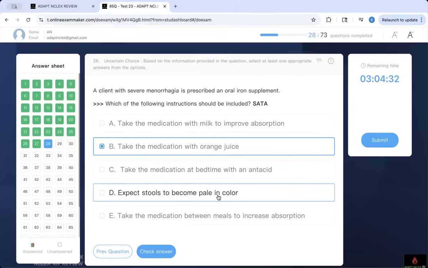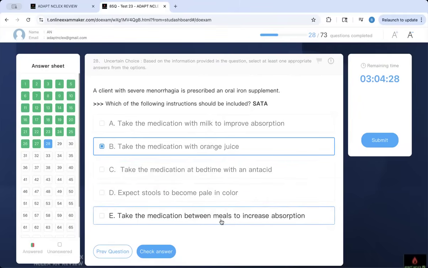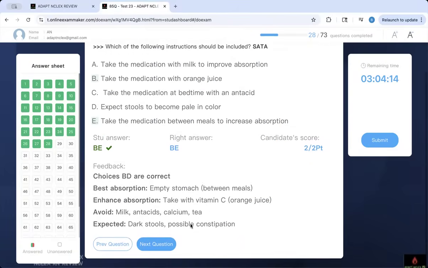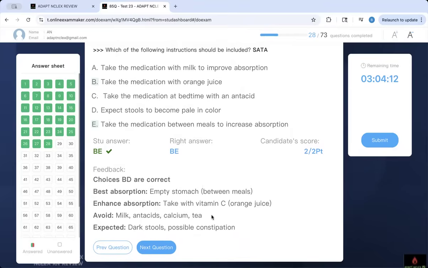And you should take it on an empty stomach. Therefore, take the medication between meals. It means empty stomach, meaning in between meals, 2-3 hours after you eat. This will increase absorption. Take it with the orange juice. No milk, no antacid. That's the key with iron. And you can take it with vitamin C too. This will help with absorption.